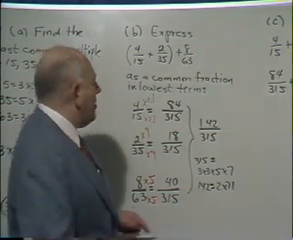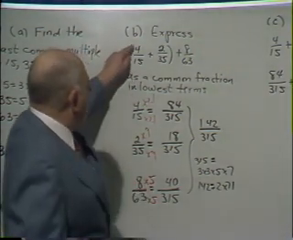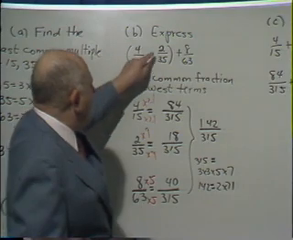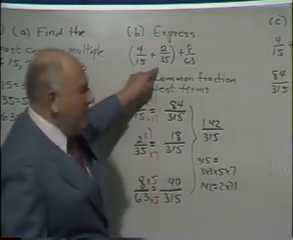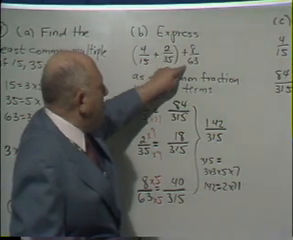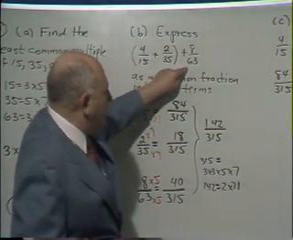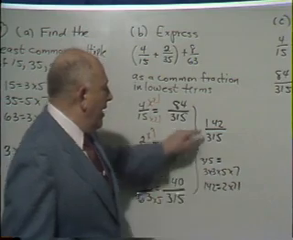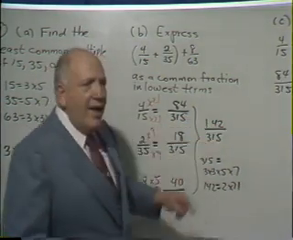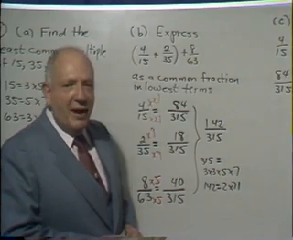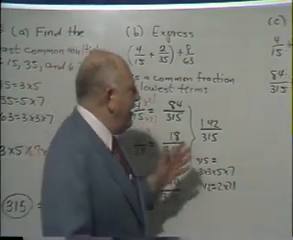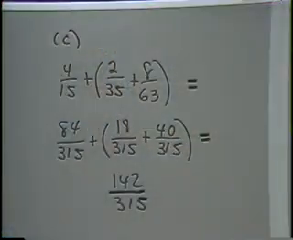Again, going back to a business example, if somebody pays 4/15 of your expenses and somebody else pays 2/35 of your expenses, and then you find a third person to pay 8/63 of your expenses, between the three of them, they pay $142 out of every $315 that you spend. And by the way, part C is exactly the same problem, and I want you to see that.